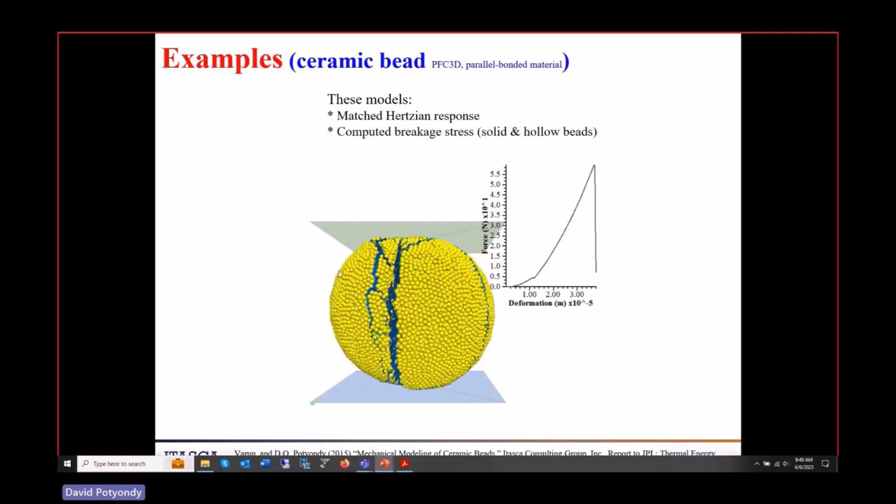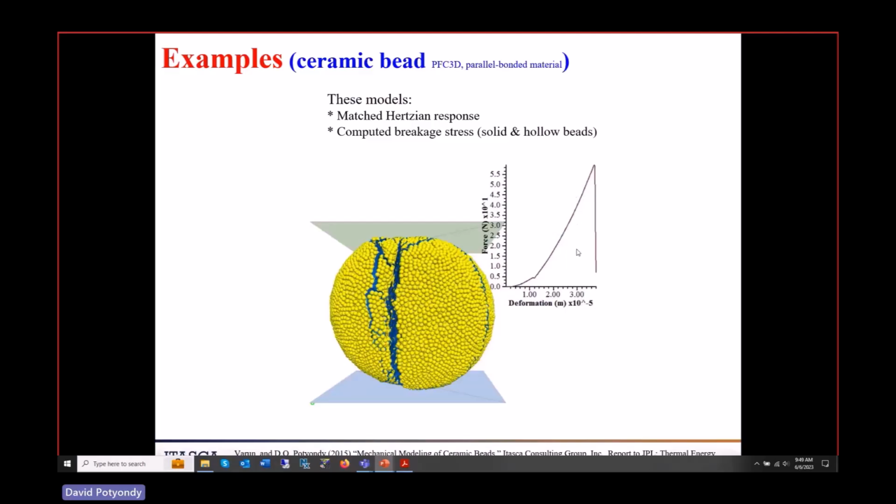Look at this. If we take a collection of spheres and pack them into the shape of a sphere, we get this bonded system of spheres. And we give them parallel bonds, and then we just do a diametral compression test on the sphere. And what do we see? We measure force deformation. Oh, look at this. This matches the Hertzian response for an elastic body being squeezed. Okay. That's good to know.